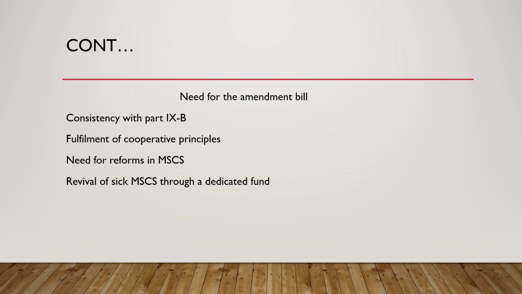A SIC multi-state cooperative society is one that has accumulated losses equal to or exceeding the total of its paid up capital, free reserves and surpluses, and suffered cash loss in the past 2 financial years. If any cooperative has these unfortunate things, then we call them SIC cooperatives.